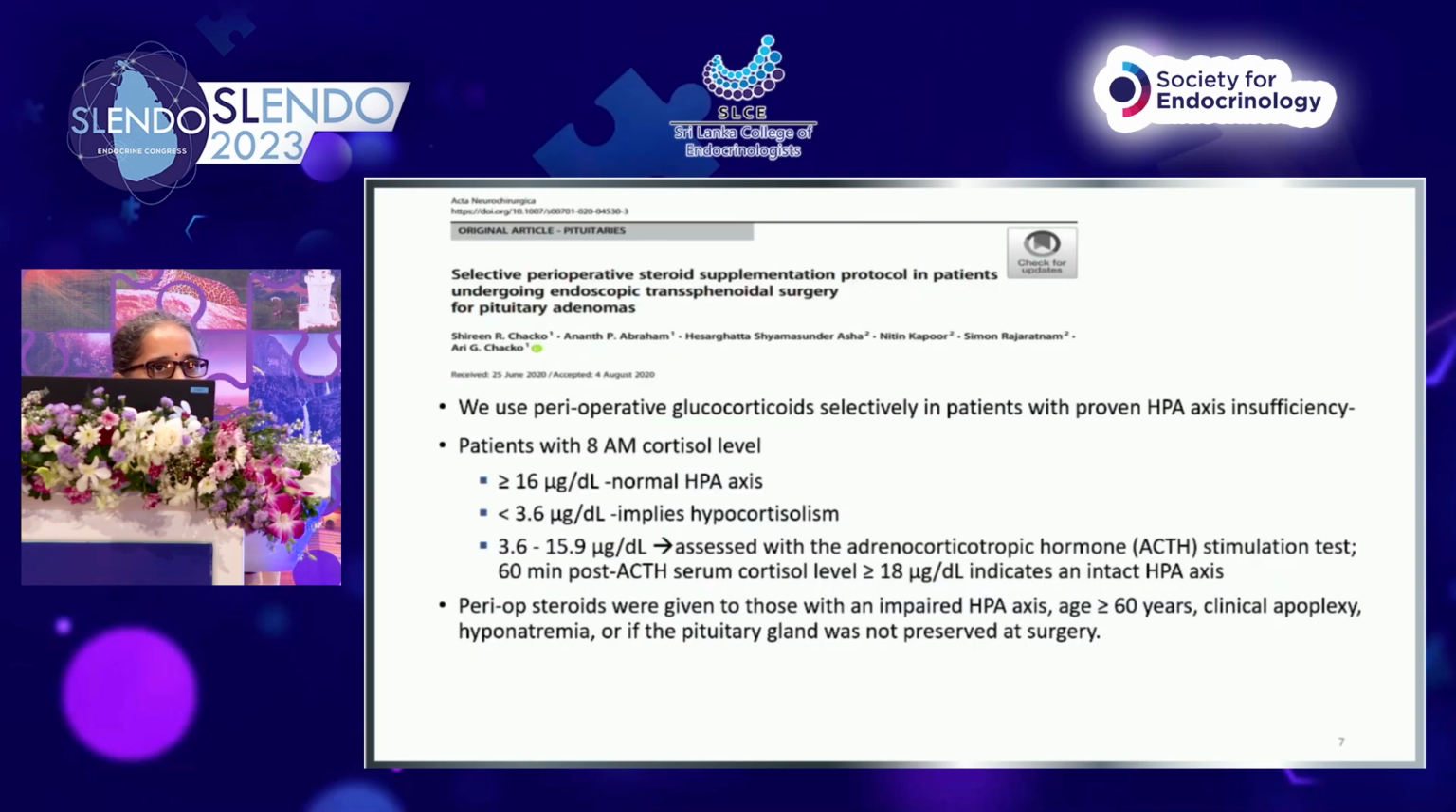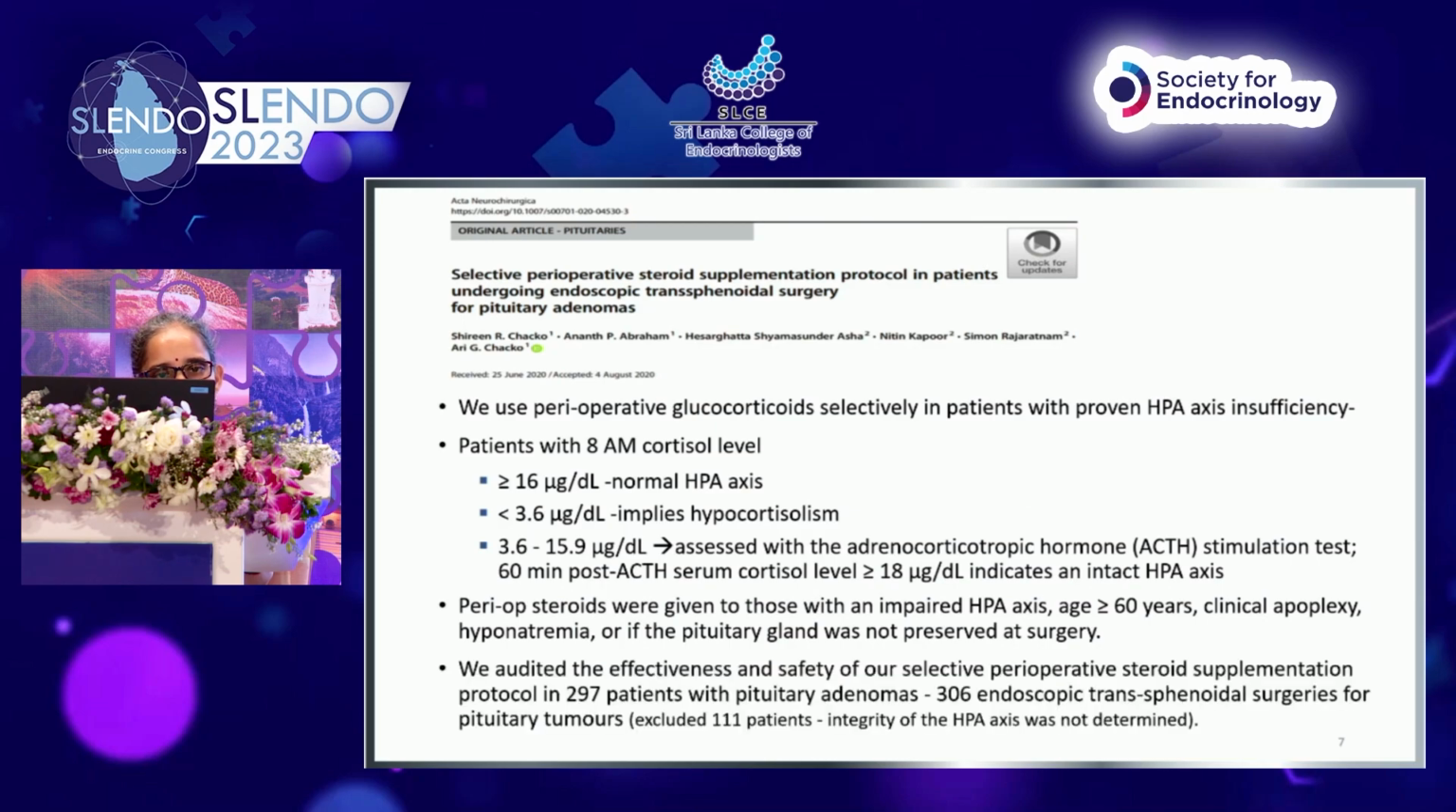So in our center, we do not use perioperative steroids for all the patients who undergo surgery for pituitary adenomas, and I think most places now have adopted this strategy as well. So we use perioperative glucocorticoids selectively in those who have HPA axis insufficiency, which is defined by the standard criteria. We also use perioperative steroids in the elderly, in those with clinical apoplexy, preoperative hyponatremia, as well as in patients where the surgeon reports that an adequate amount of the pituitary gland was not preserved at the time of surgery.